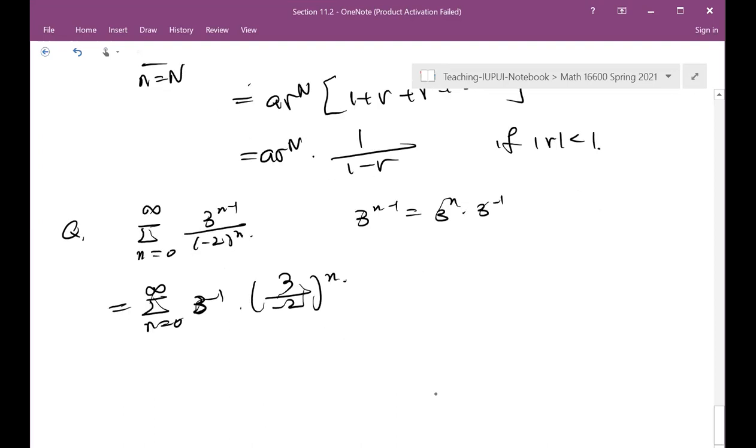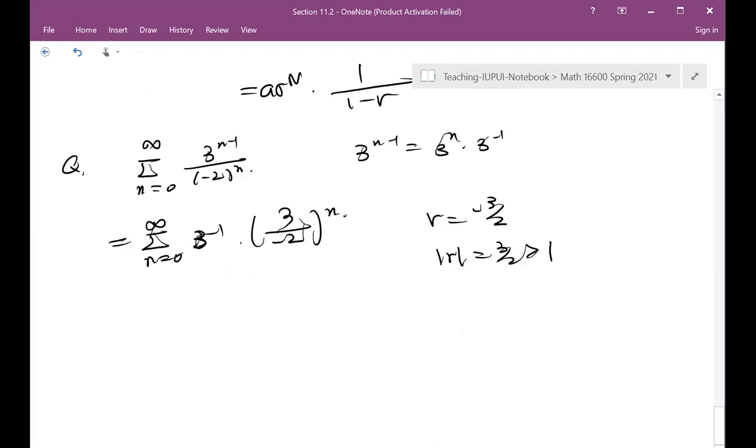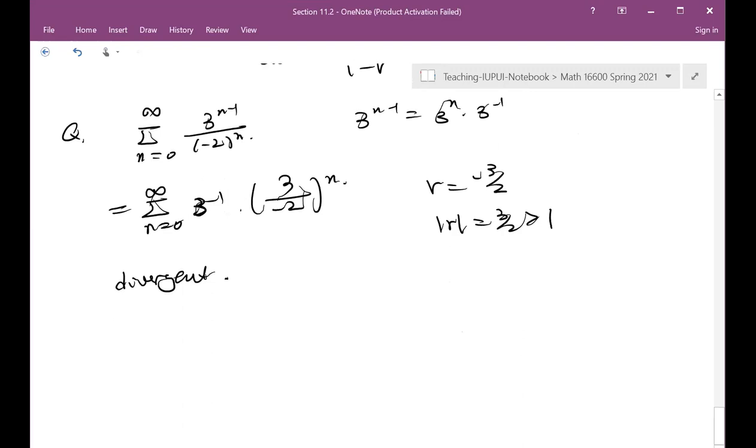So the problem here, r is going to be negative 3 over 2. So the absolute value of r is going to be 3 over 2, which is greater than 1. So I'm not going to get a limit in this case. So this is divergent. Well, you can double check that.